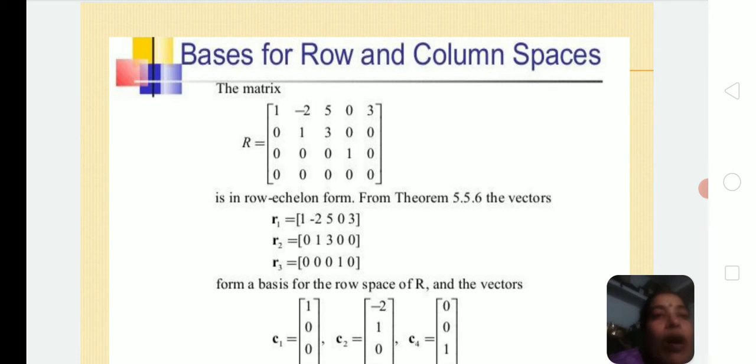Basis for row and column spaces. The matrix R is equal to 1 -2 5 0 3, 0 1 3 0 0, 0 0 0 1 0, and the last row contains all elements that are zeros, that is 0 0 0 0 0.